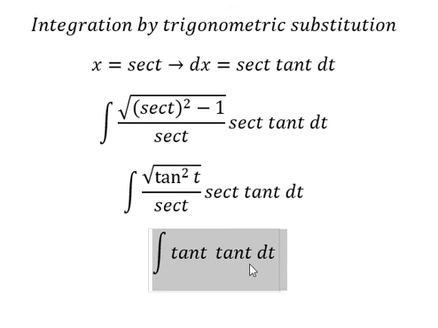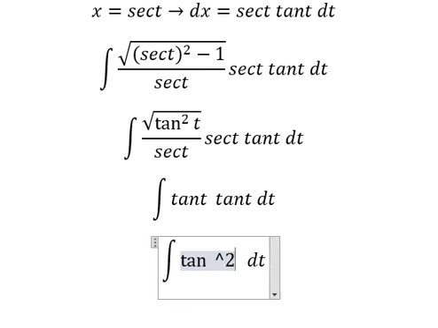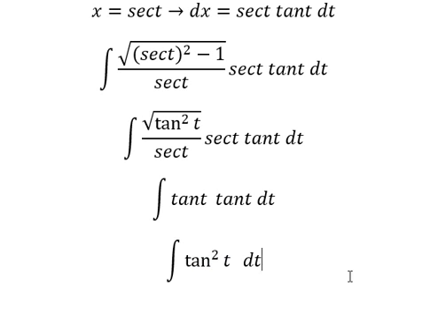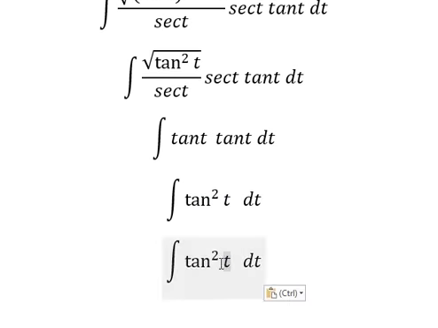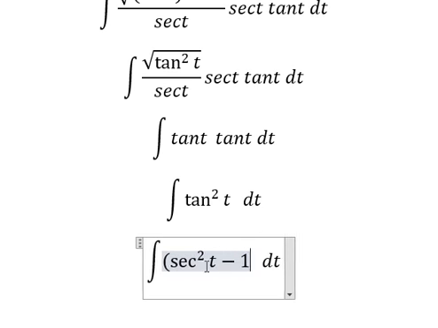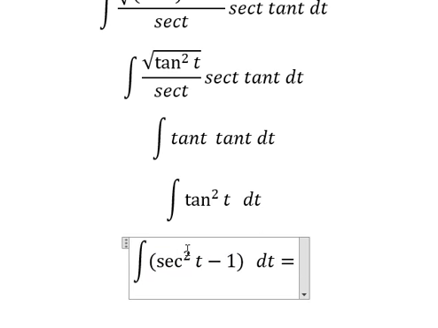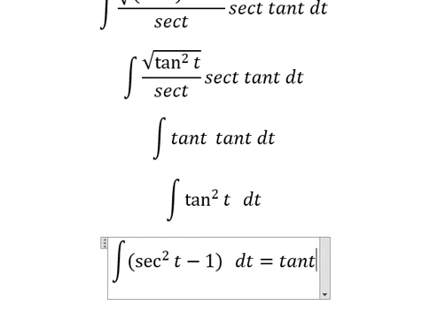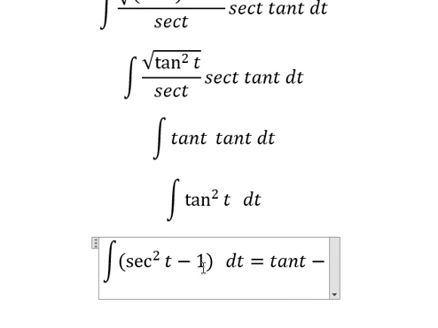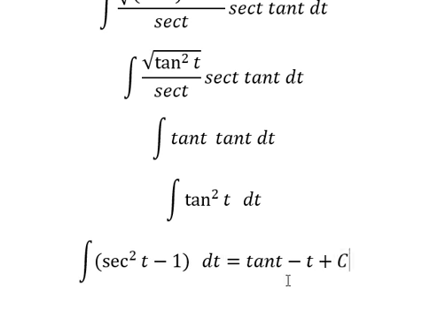So tan t and tan t, we have tan t squared. For tan t squared, we change it to secant of t squared minus 1. The integration of secant of t squared, we have tan t. The integration of the number 1, we have t, and we put c.